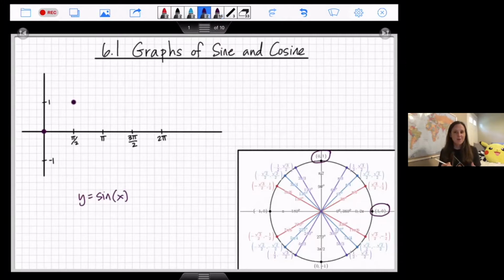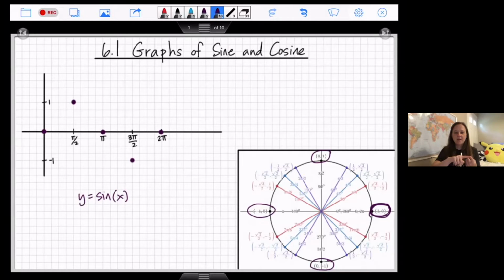So I'm going to plot pi over 2, comma 1. Keep going counterclockwise. Pi is over here on the left. Sine of pi is equal to 0. And then when I get down to the bottom of the unit circle, sine of 3 pi over 2 is going to be negative 1. So I'm going to do 3 pi over 2, comma negative 1. And then 2 pi, I'm back where I started at the beginning, and sine is equal to 0 again.